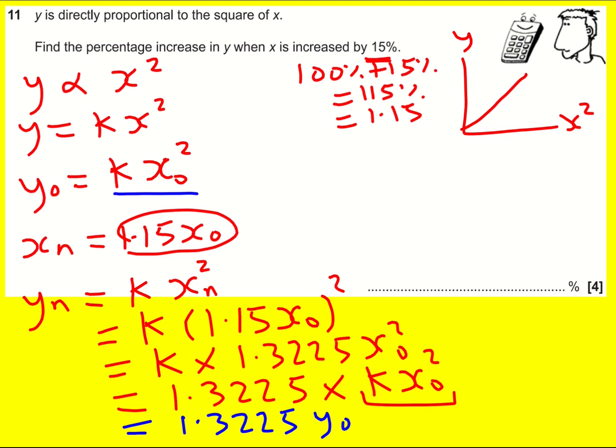So what percentage increase have we had? Well, this is just like 1.15 was 115%. 1.3225 is 132.25%, and we've had a percentage increase of 32.25%. Now, at the end of the day, all we've actually really done is square 1.15, if you look at it, and then realize what that multiplier results in.